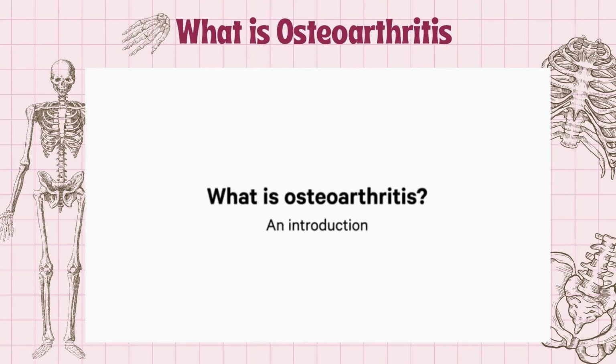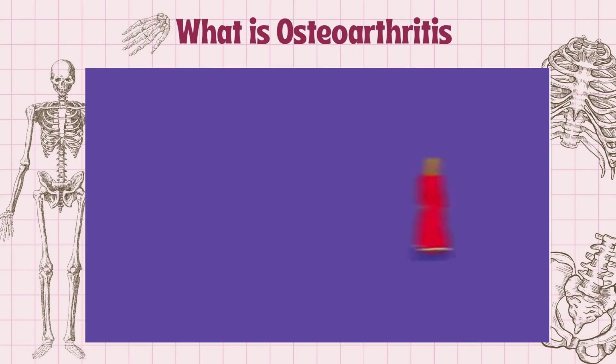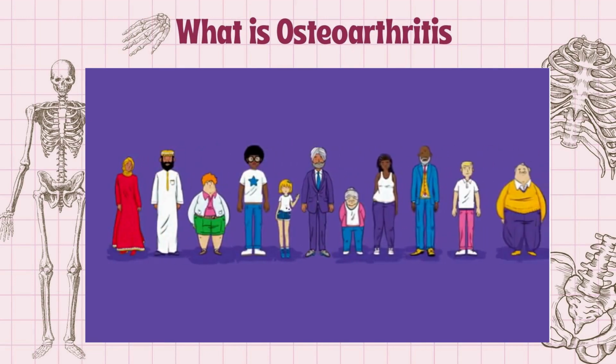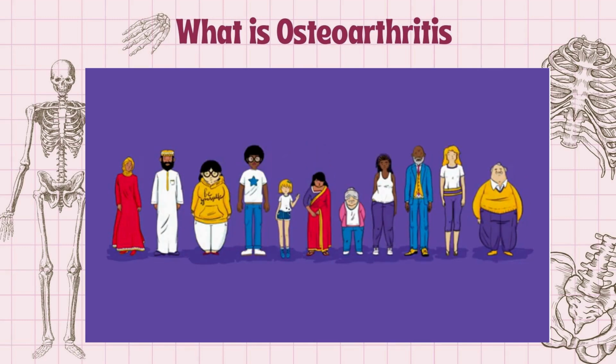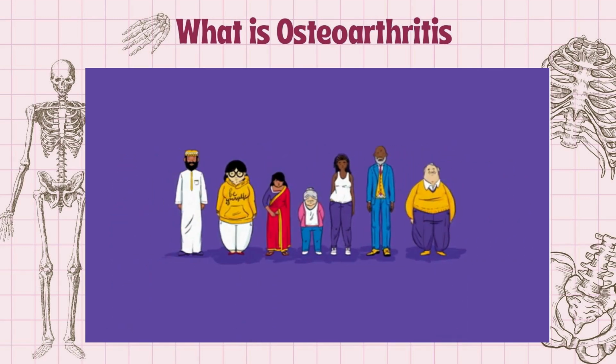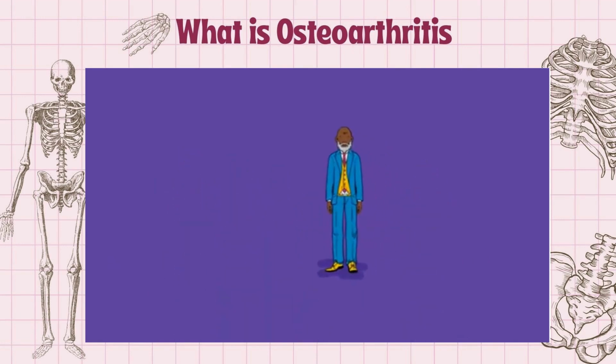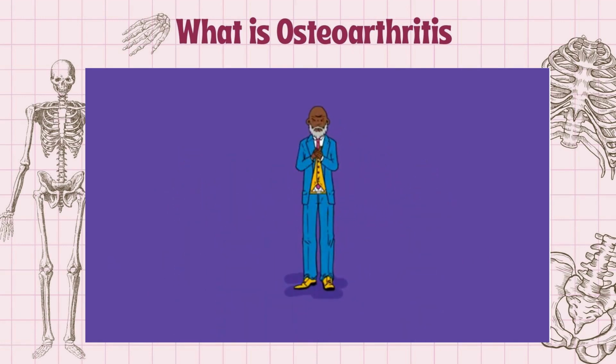What is osteoarthritis? Osteoarthritis is the most common type of arthritis. It affects around 9 million people in the UK and is more common among women. In most cases, people are over 45 when they get it. It can cause pain and stiffness in joints. The most common joints to be affected are the knees, hips, back, feet, and hands.